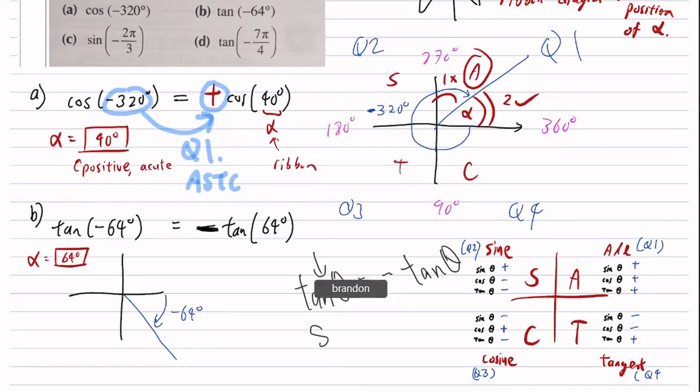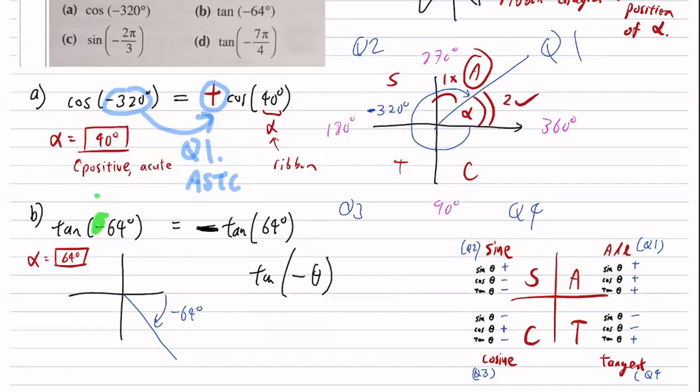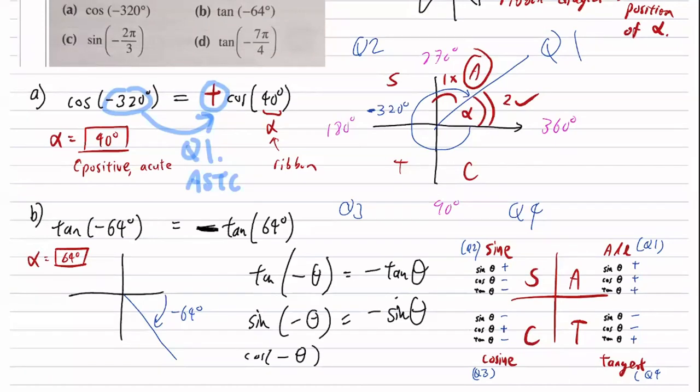Inside, there must be a pair of brackets: tangent of open bracket negative theta, like this, negative 64. The bracket must be around the angle. Equals negative tangent theta. Likewise for sine: sine of negative theta is just negative of sine theta. Is that okay? And then for cosine, cosine of negative theta is equal to? Just cosine theta. Yes.